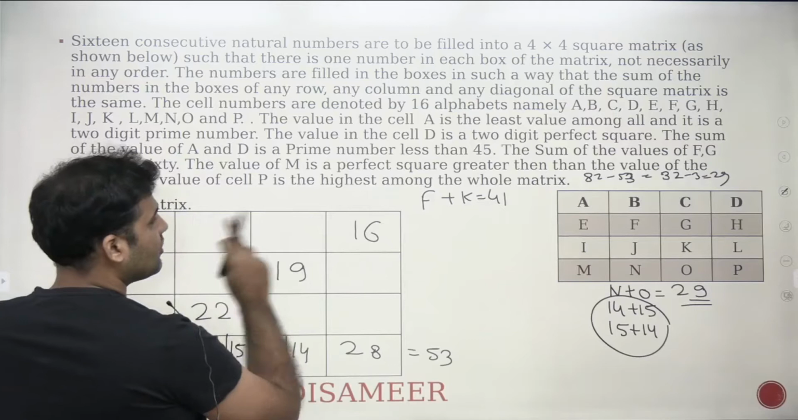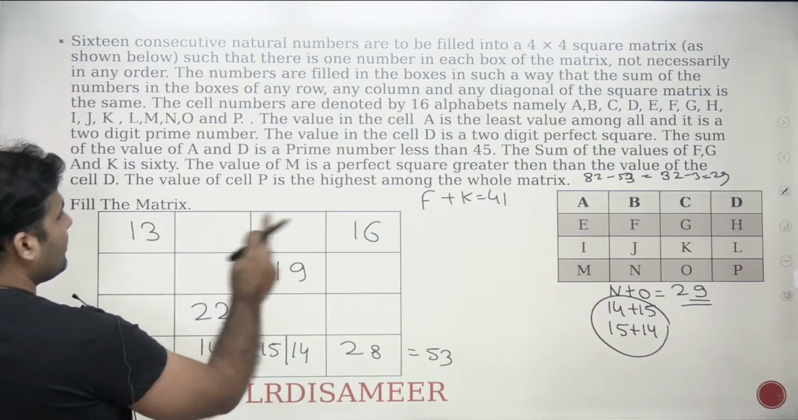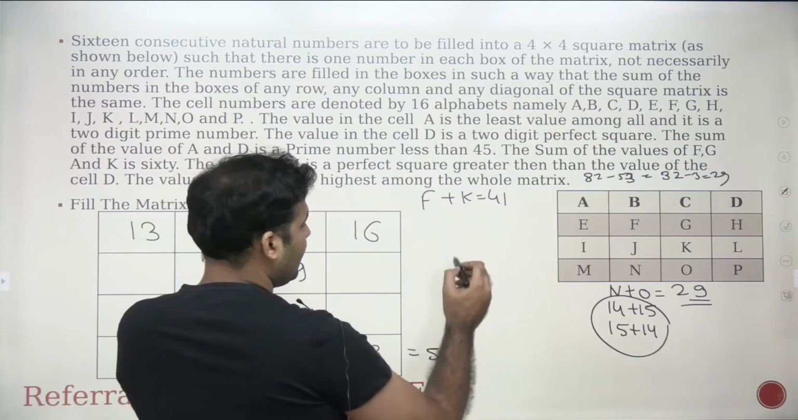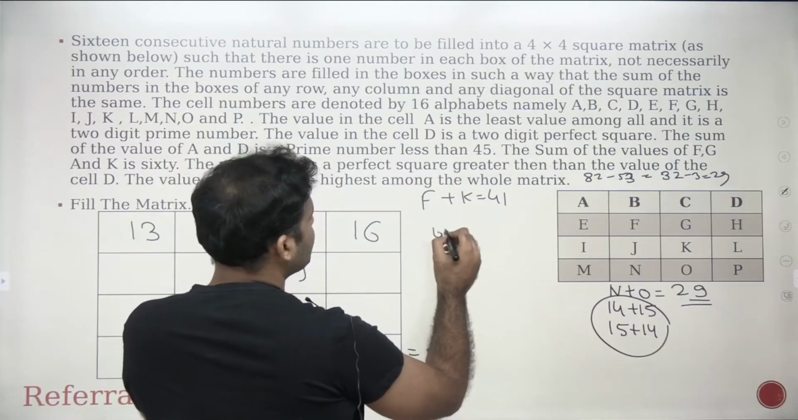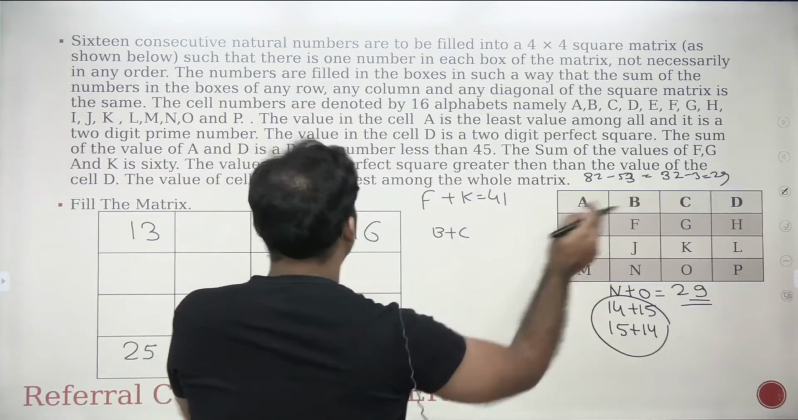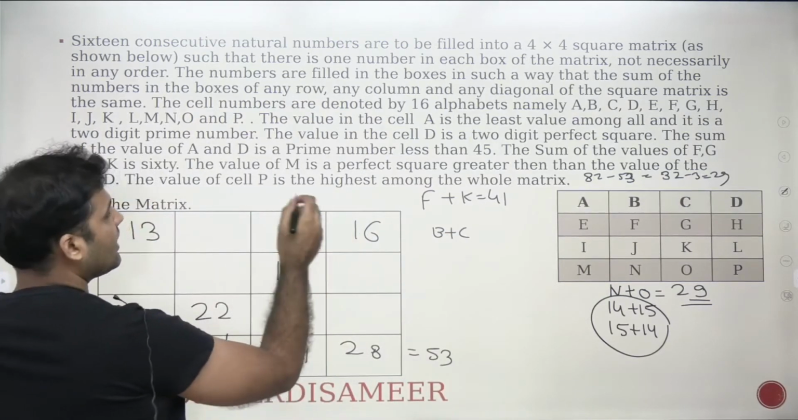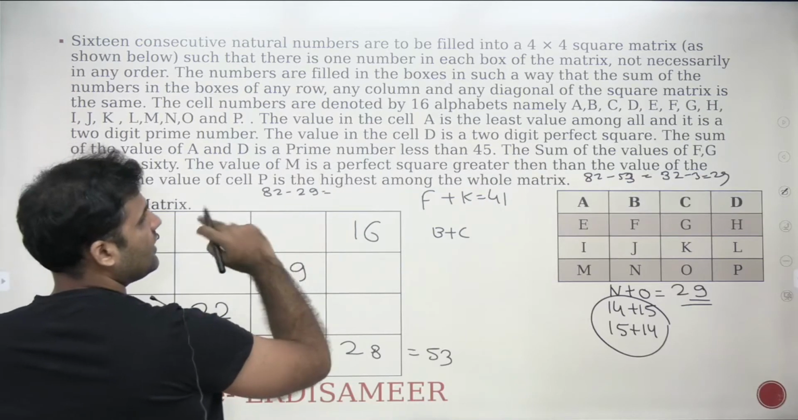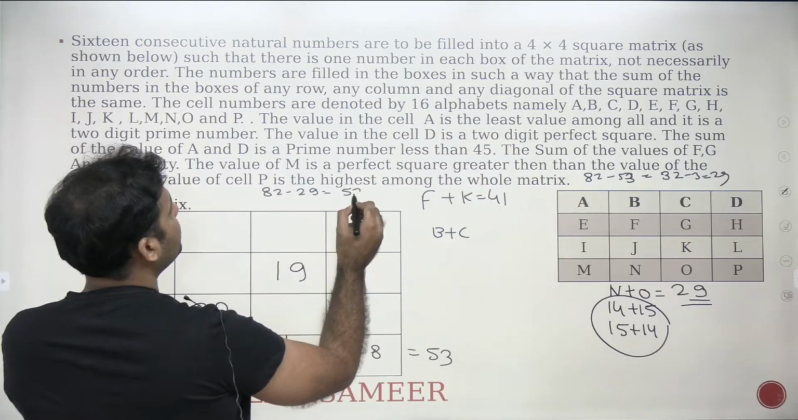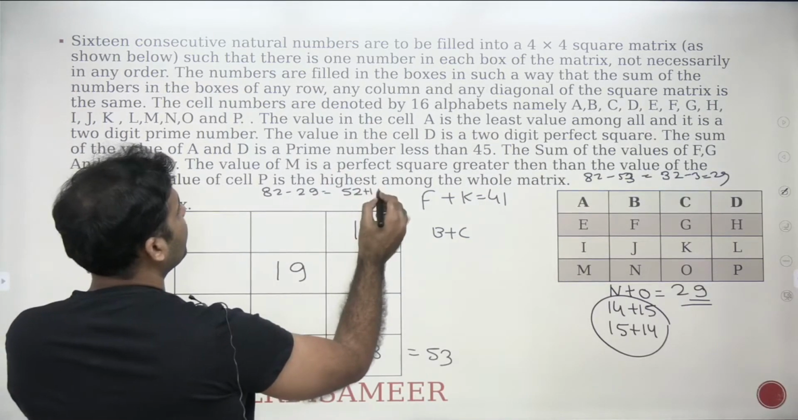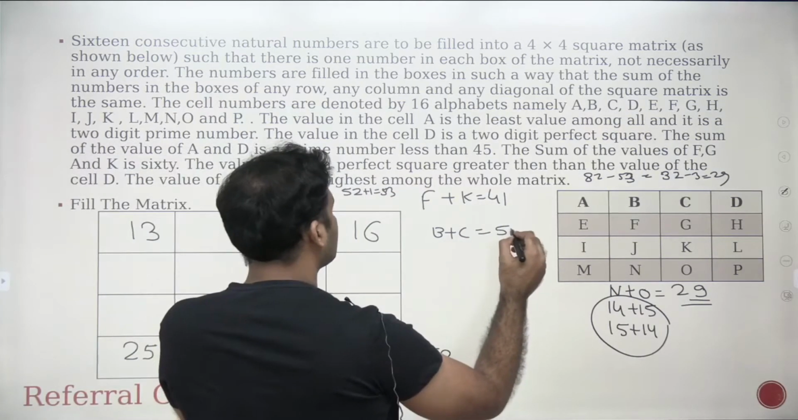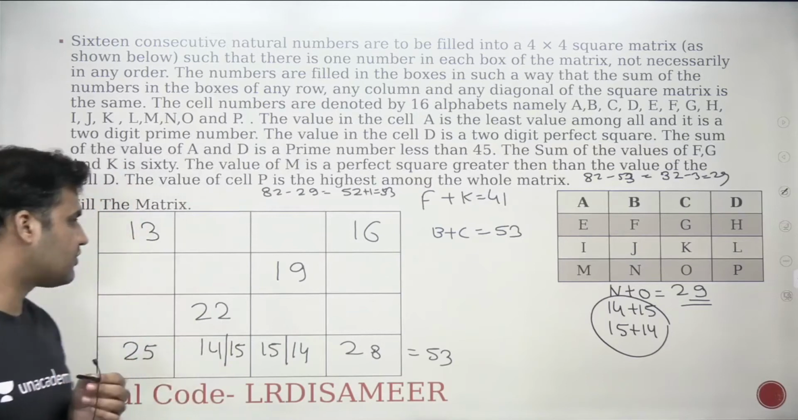Now similarly, let's look at these two options also. 13 plus 16 is 29 and the summation is 82. So if I look for the cases for B plus C, here is 13, here is 16, 29, 82 minus 29. Subtract 30, it would be 52 and add 1, it will be 53. I need the summation of these two values to be 53. What are the possibilities that I am left with?